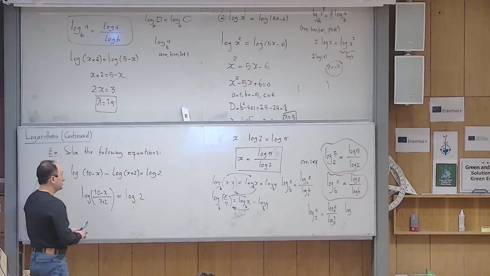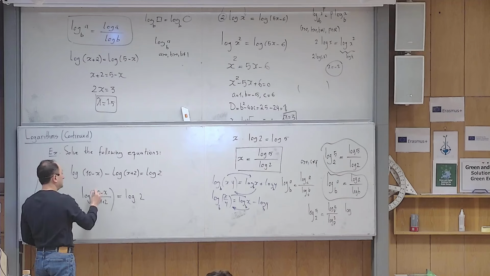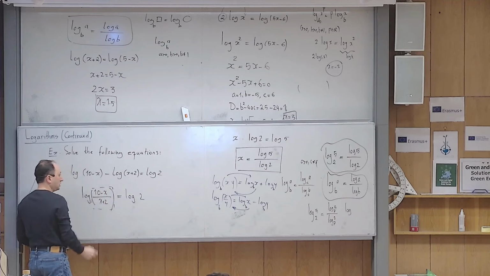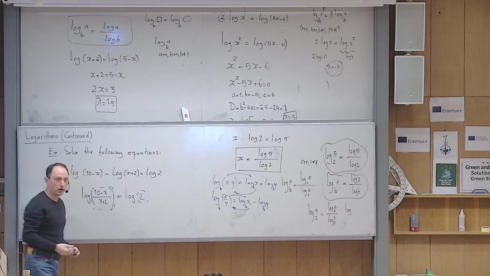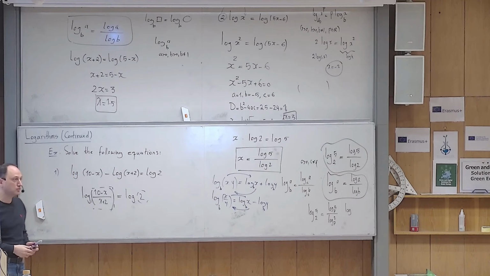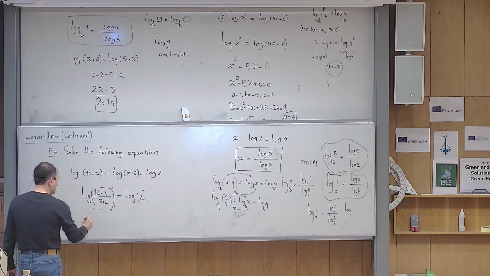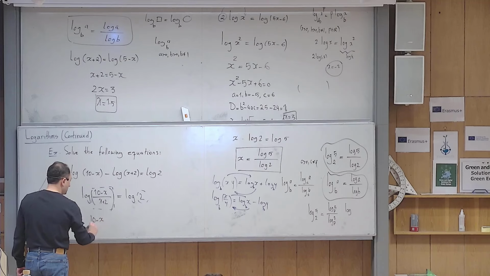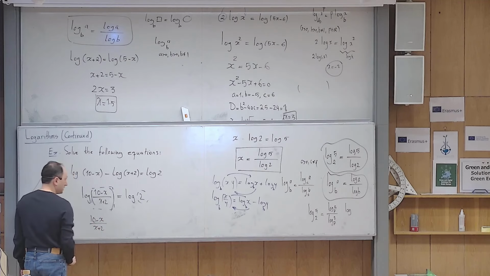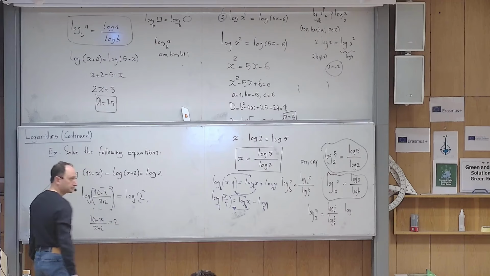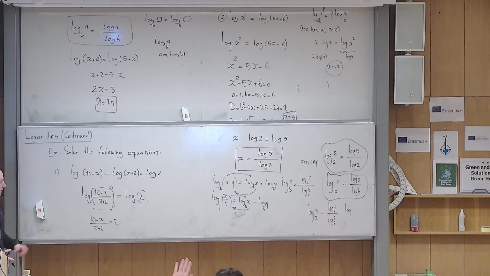So this is playing the role of that box up there, do you remember? Yes, and this is playing the role of that circle. So I want to make the log of the box equal to the log of the circle. So it means what? It means (10 minus x) over (x plus 2) is equal to, and then I solve this.